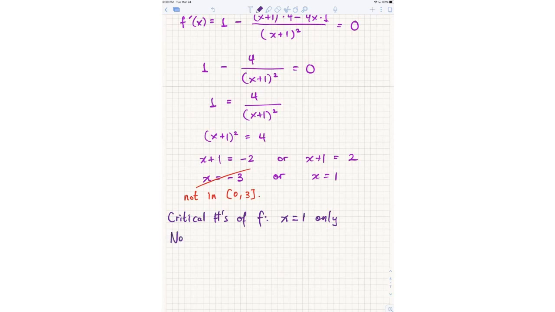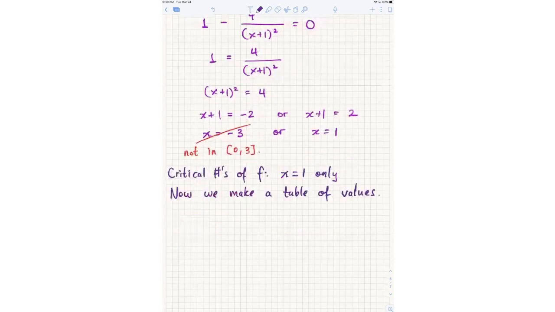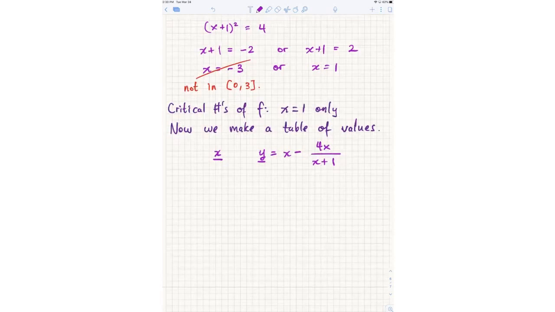Okay, now we make a table of values. So x and y, and the original y was (x squared minus 4x) over (x plus 1). Okay. And so what are the x values I need to put here? Who can tell us what x values I need to substitute back into the original function? 1, 0, and 3. Good.